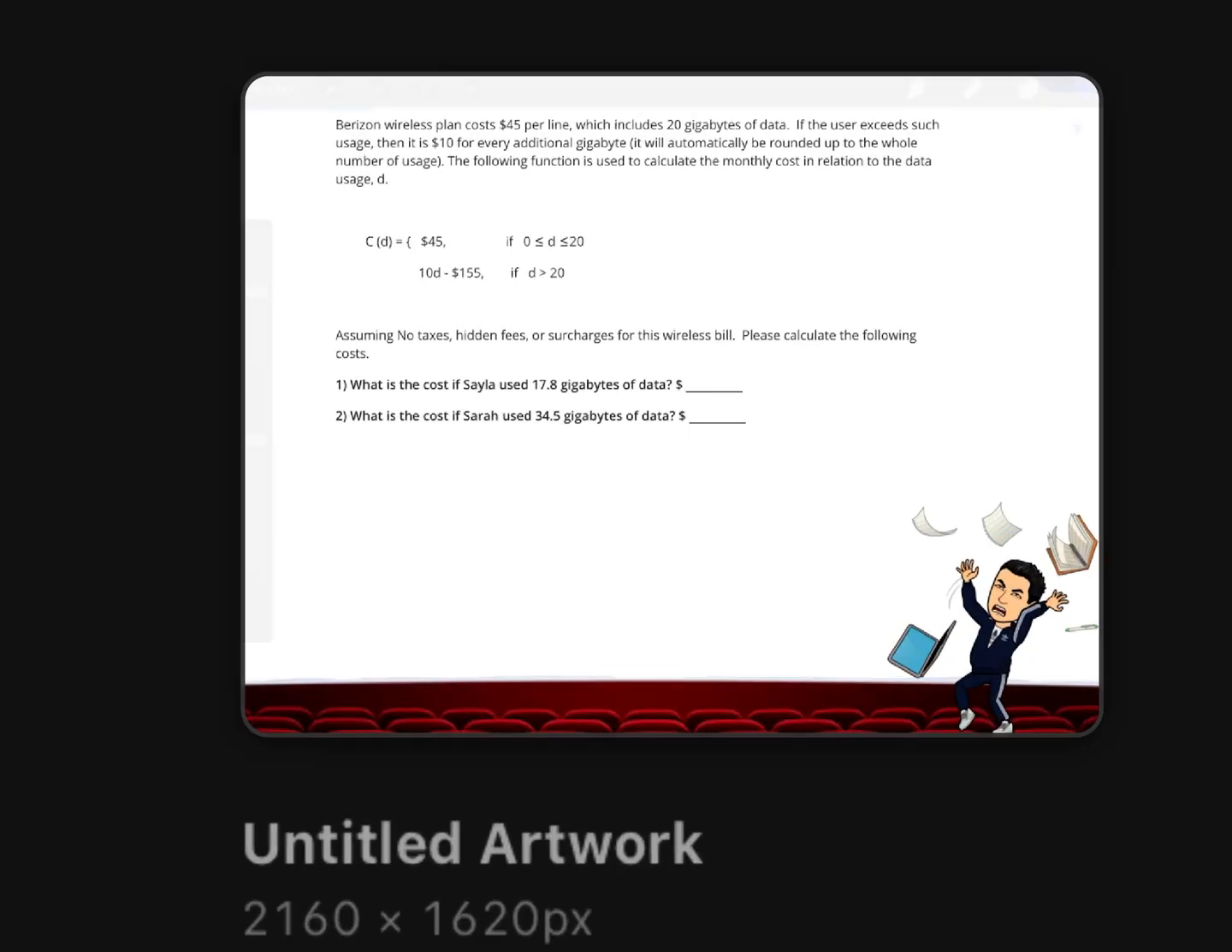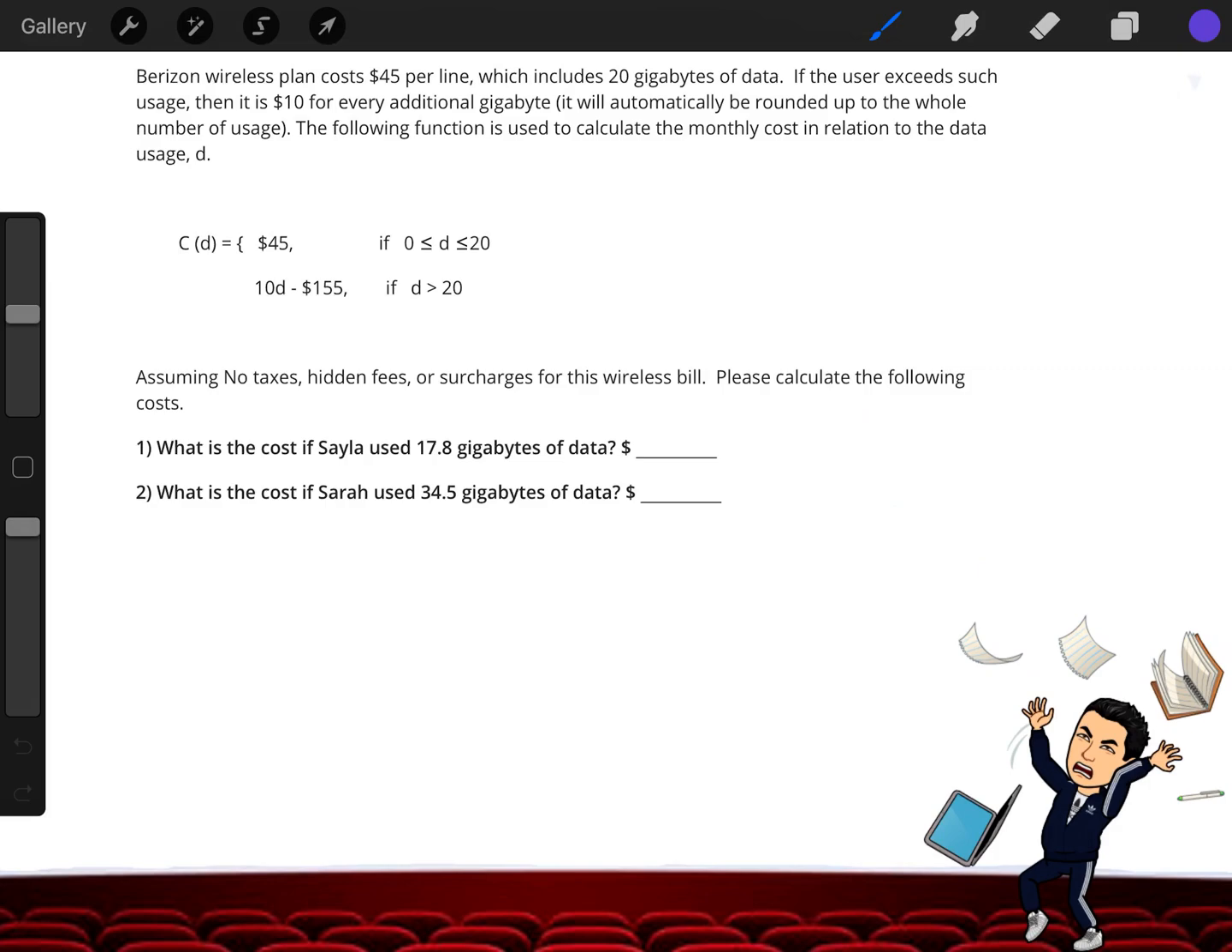Okay, so let's go ahead and do the next one. This is a tricky one. A lot of people got this one wrong for some weird reason, maybe because they didn't read the question correctly. When you're using the wireless data, it will automatically be rounded up to the whole number of usage. So 17.8 is basically 18, and 34.5 is 35. Make sure you guys know that.